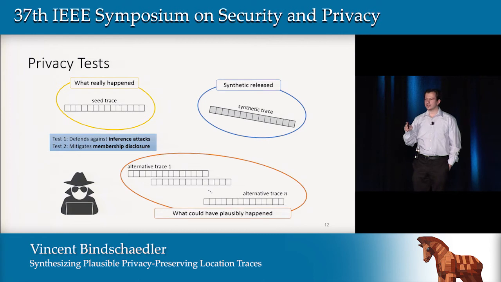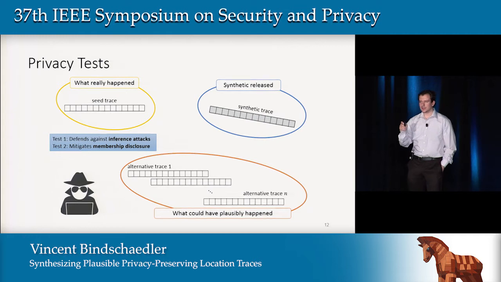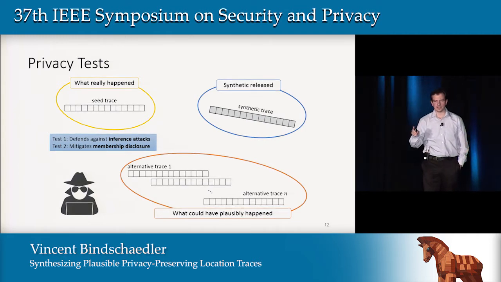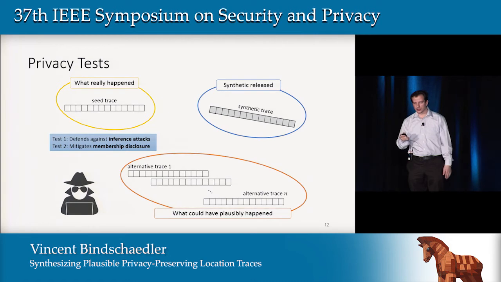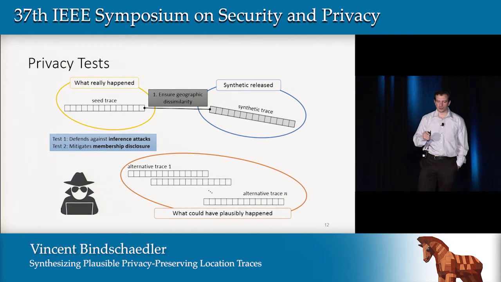So we will do this using 2 tests. The first test protects against an adversary that is trying to infer the locations visited in the seed. The idea here is that we want to ensure that the synthetic trace and the seed trace are sufficiently geographically dissimilar. Basically, in the generative model, we do discard the geographic information from the seed trace. But it could be that we're unlucky, or that there is something weird about that seed trace, which might mean that we produce a synthetic trace with significant geographic overlap. And this is what we want to prevent here.